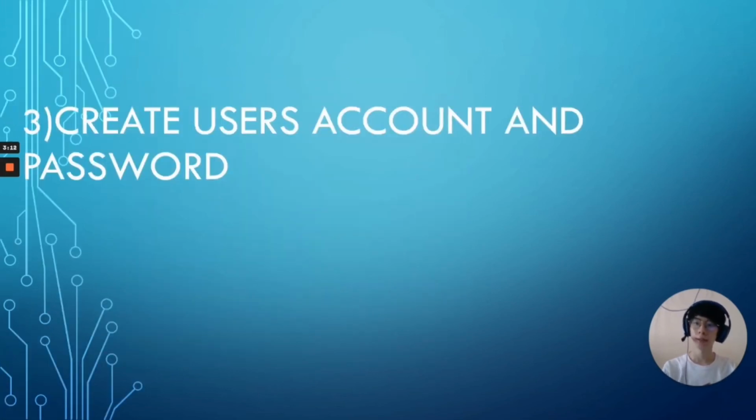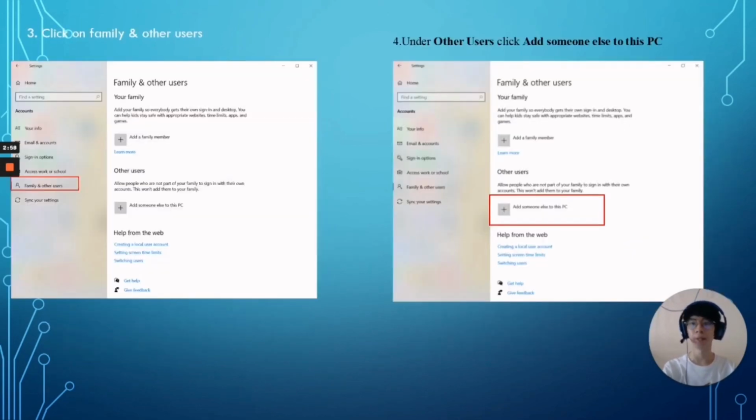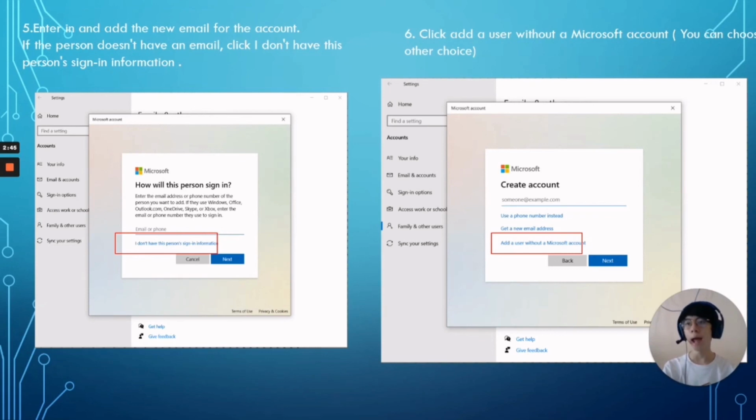The third part is user accounts and passwords. The first step is to go to Windows 10 settings. The second step is to click Accounts in settings. The third step is to click Family and other users. And then under Other users, click Add someone else to this PC. Moreover, enter and add the new email for the account. If the person does not have an email, click I do not have this person's sign-in information.